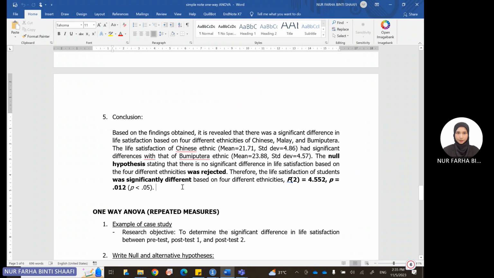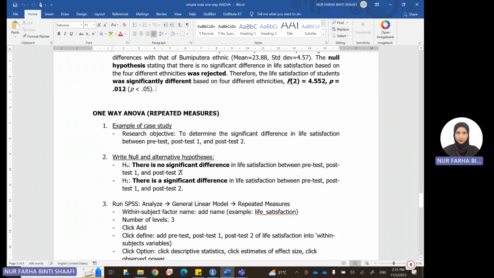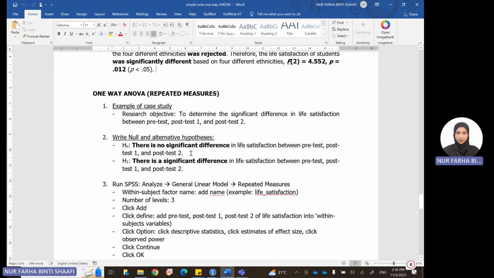Okay, ada masa lagi? Alright, so what if you have repeated measures? Okay, what if you have repeated measures? In this case, for example, you will do your FYP in your 4th year.